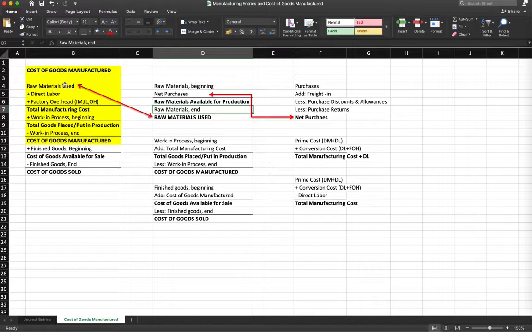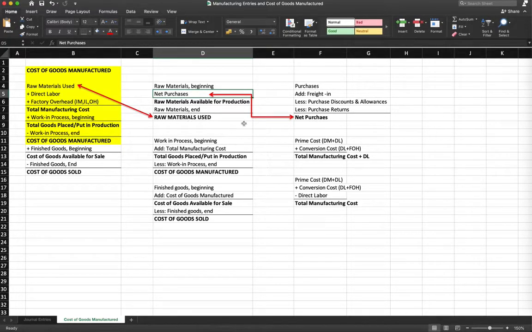Pero at the end of the period, ito na lang yung natira, raw materials end. Anong nangyari sa nawala? Yun yung raw materials used. Yan yung ina-add natin sa total manufacturing cost. Remember, pag cost of goods manufactured at saka sa total manufacturing cost, yung raw materials lang na nagamit ang ina-add natin. Siyempre, kung ilan yung nagamit for production. Okay. Now, net purchases, pareho lang ito doon sa merchandising. Purchases plus freight in, less purchase discounts and allowances, less purchase returns is equal to your net purchases.